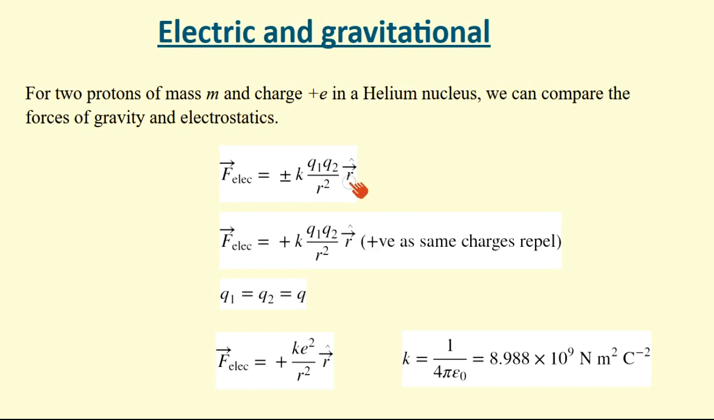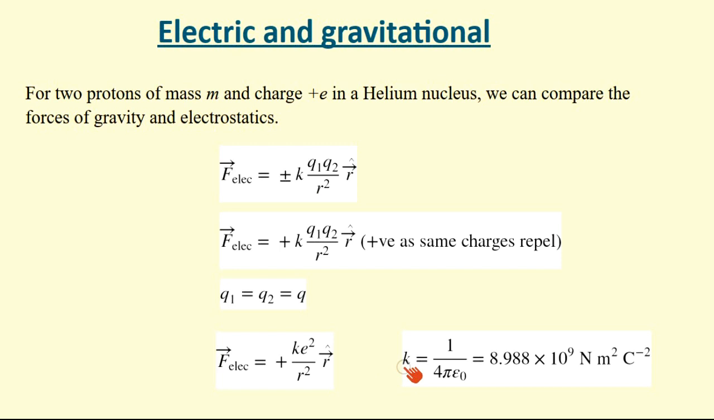Similarly, you take the electrostatic force, subscript elec, and it's plus or minus the constant k, the product of the two charges q1 q2, divided by the square of the distance between them, r squared, in the r hat direction. It's positive, changes from plus or minus to positive, because the charges are the same, therefore they repel. q1 equals q2 equals q, therefore k q1 q2 over r squared becomes k e squared over r squared in the r hat direction, because of changing the charge to e.